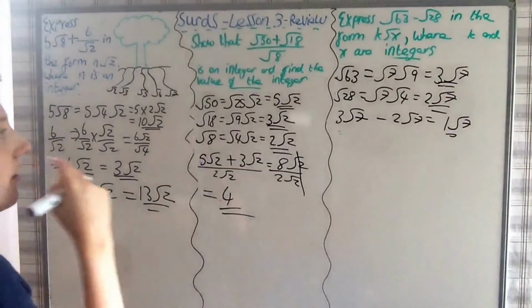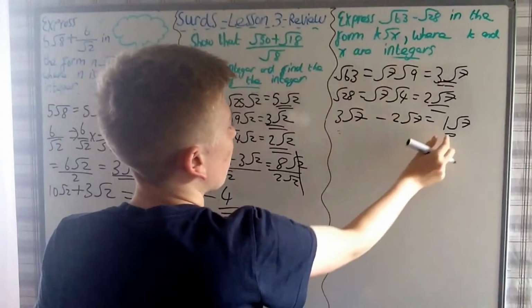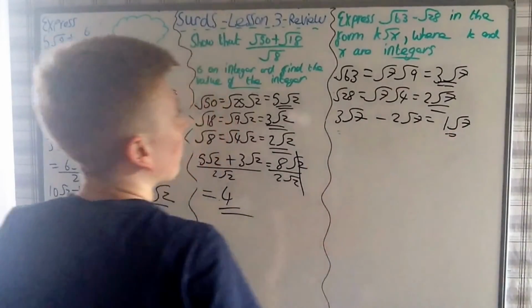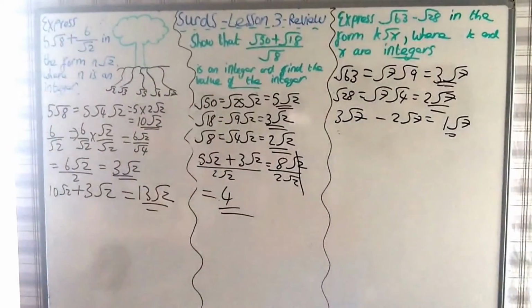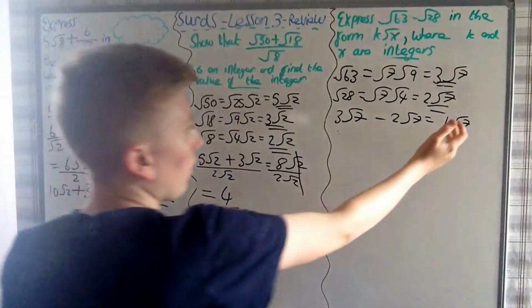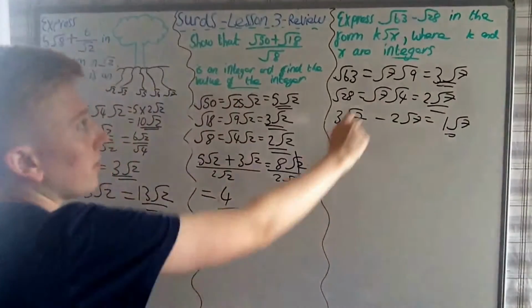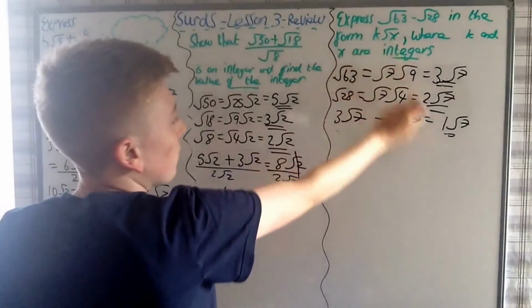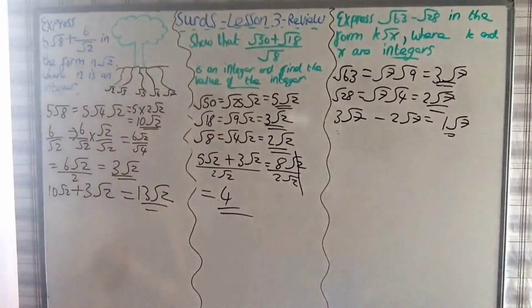And it says k and x are both integers. 1 is an integer, and the 7 is an integer, okay? The root x, it says x is an integer. So 7 is an integer. So this is correct.